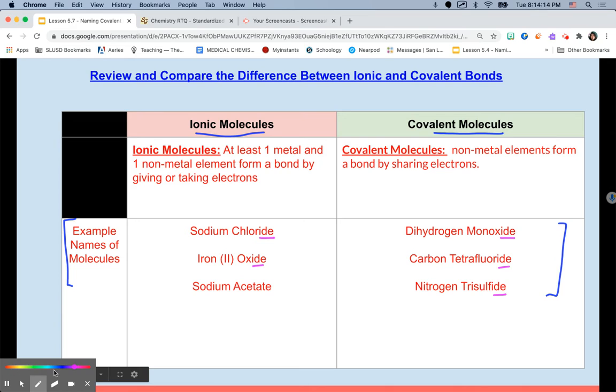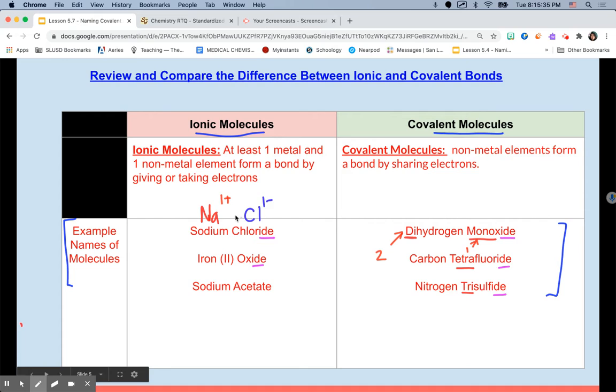Something that's unique to covalent molecules are these little prefixes in front, like di, mono, tetra, and tri. Right? So if I ever see things like that, that's a hint to me that I'm looking at a covalent molecule based off of the naming system. And let's talk about why we have these prefixes next.